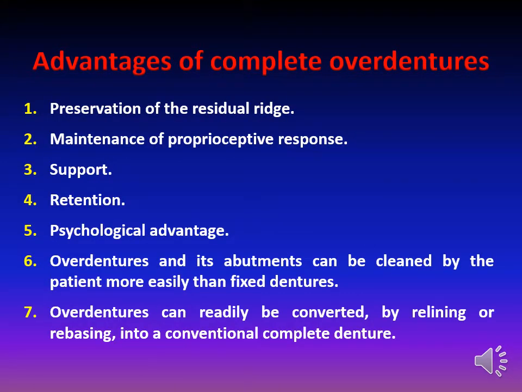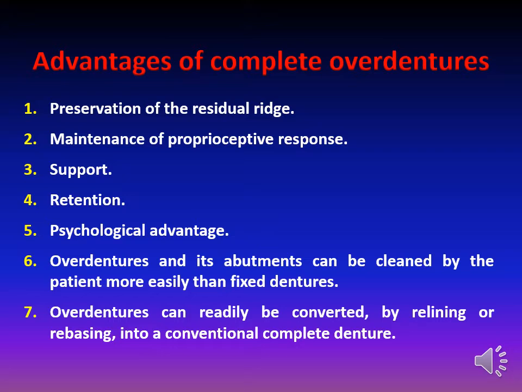Advantages of complete overdenture. Number one, preservation of the residual ridge by preservation of the tooth. Maintenance of proprioceptive response because we preserve the periodontal ligament. Support, also retention, and psychological advantages for the patient.